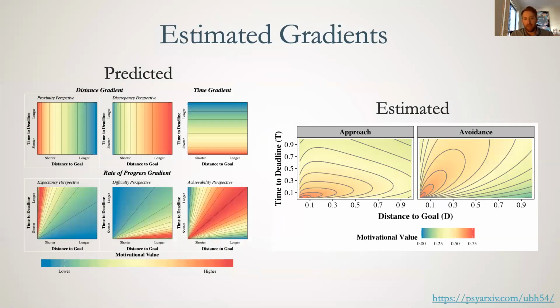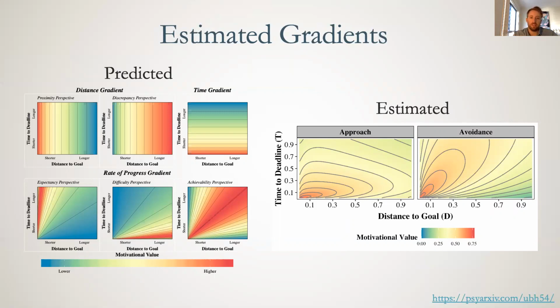In order to compare the 6 perspectives I spoke about before, we used parameter estimates to reconstruct the 3 gradients for each participant. So we could see what that 2-dimensional plane actually looks like. On the left are the predictions implied by each perspective again, and on the right is what we estimated for each type of goal. So for the approach goals, the first thing you should notice is that the estimated plane looks quite different from the planes implied by each perspective. Turns out participants care about all 3 gradients when pursuing approach goals, and they do so in different ways. More on this in a minute.